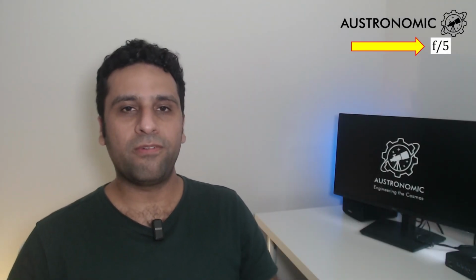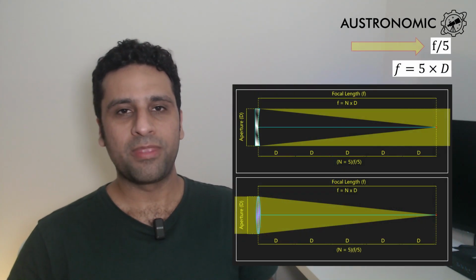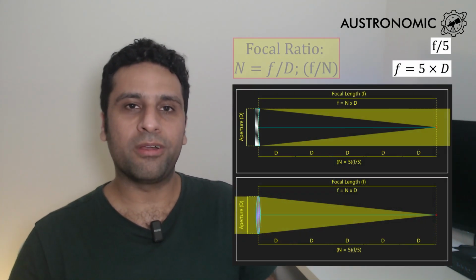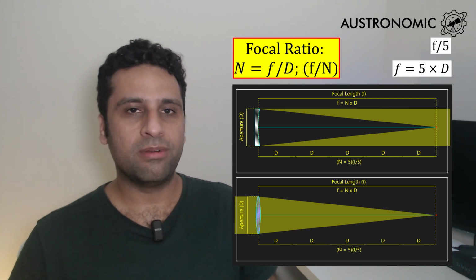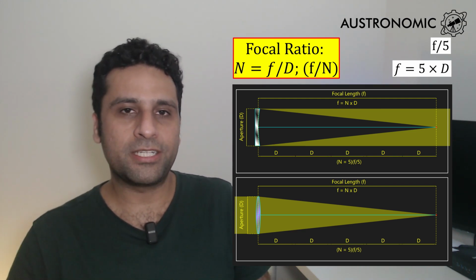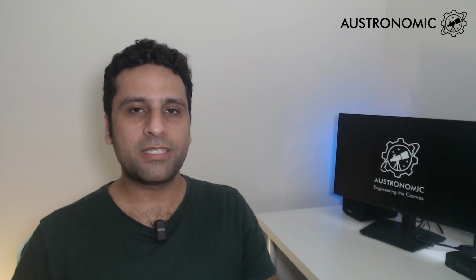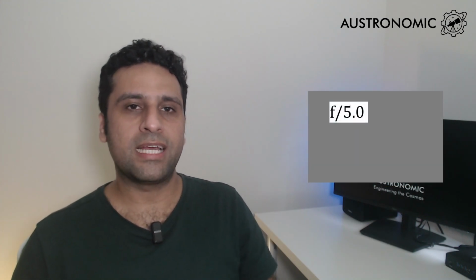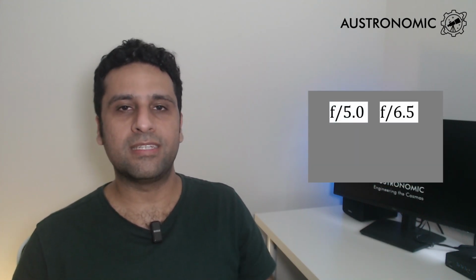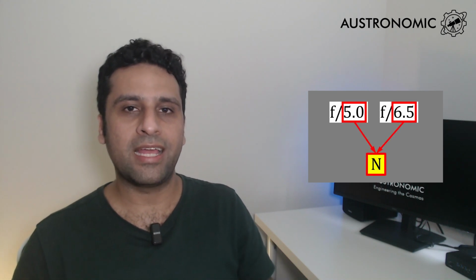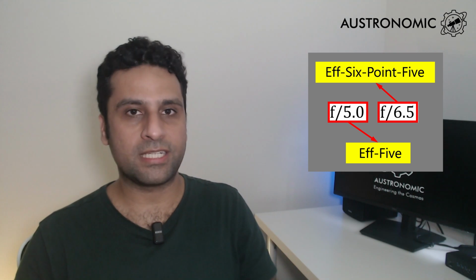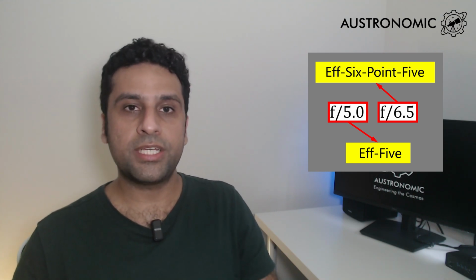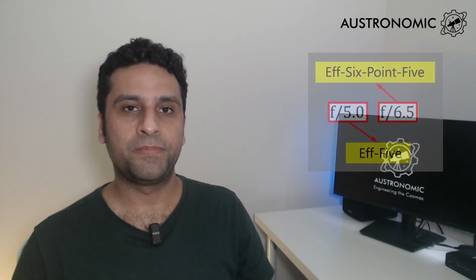A telescope labeled f/5 has a focal length 5 times its aperture diameter. That ratio is called the focal ratio, defined as n equals f over d, or focal length divided by aperture diameter. In labels such as f/5 or f/6.5, the number after the slash is the value of n, and when spoken, they are simply read as f5 or f6.5. So the slash here is usually omitted in speech.